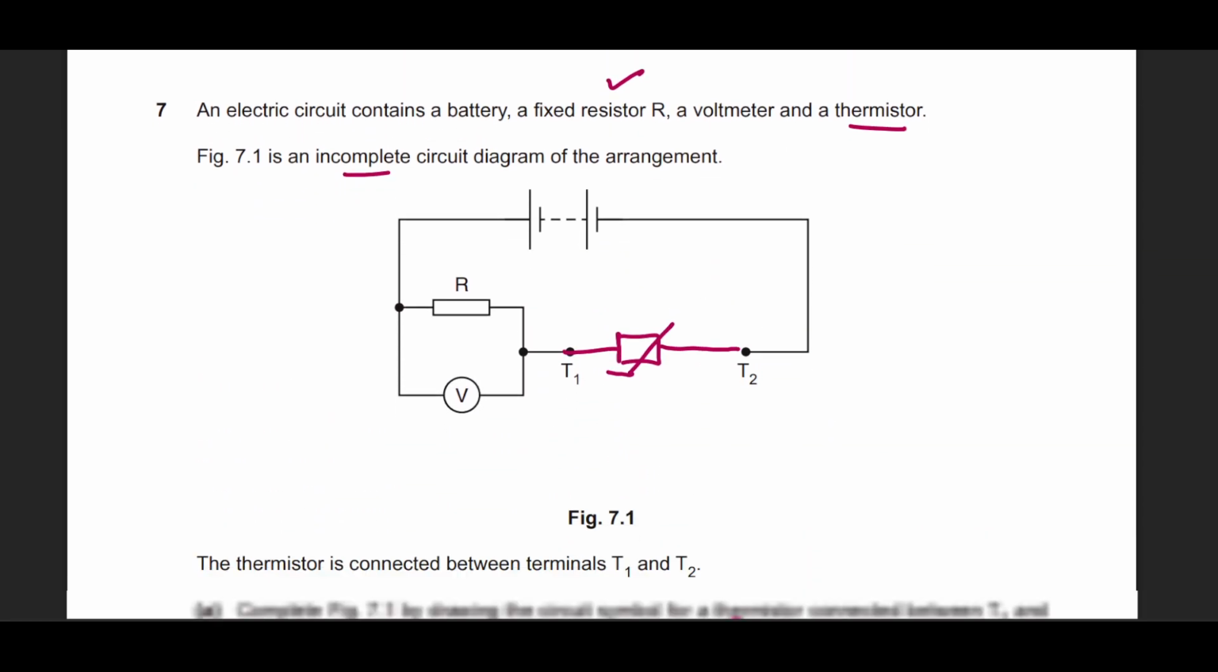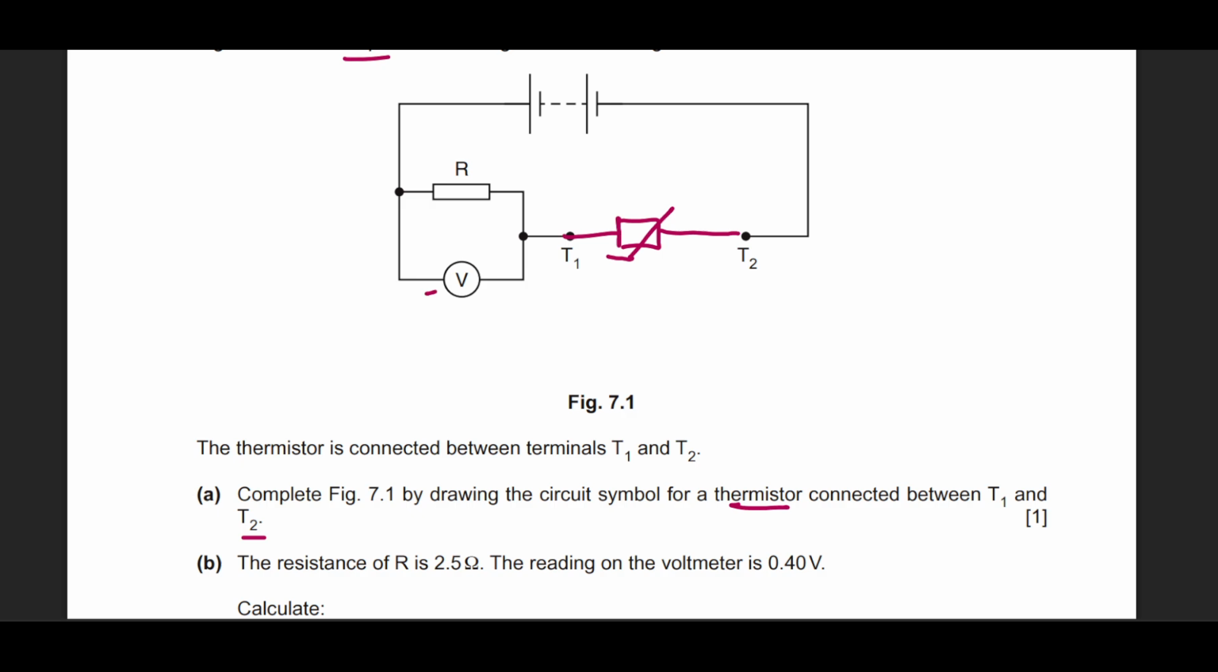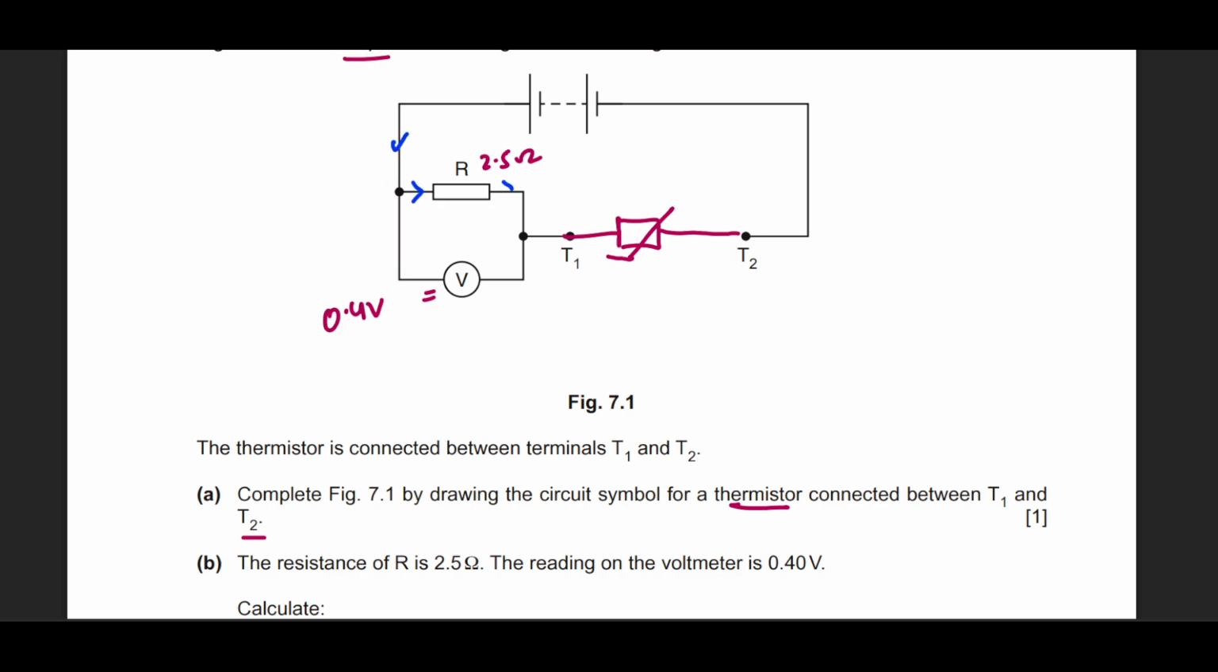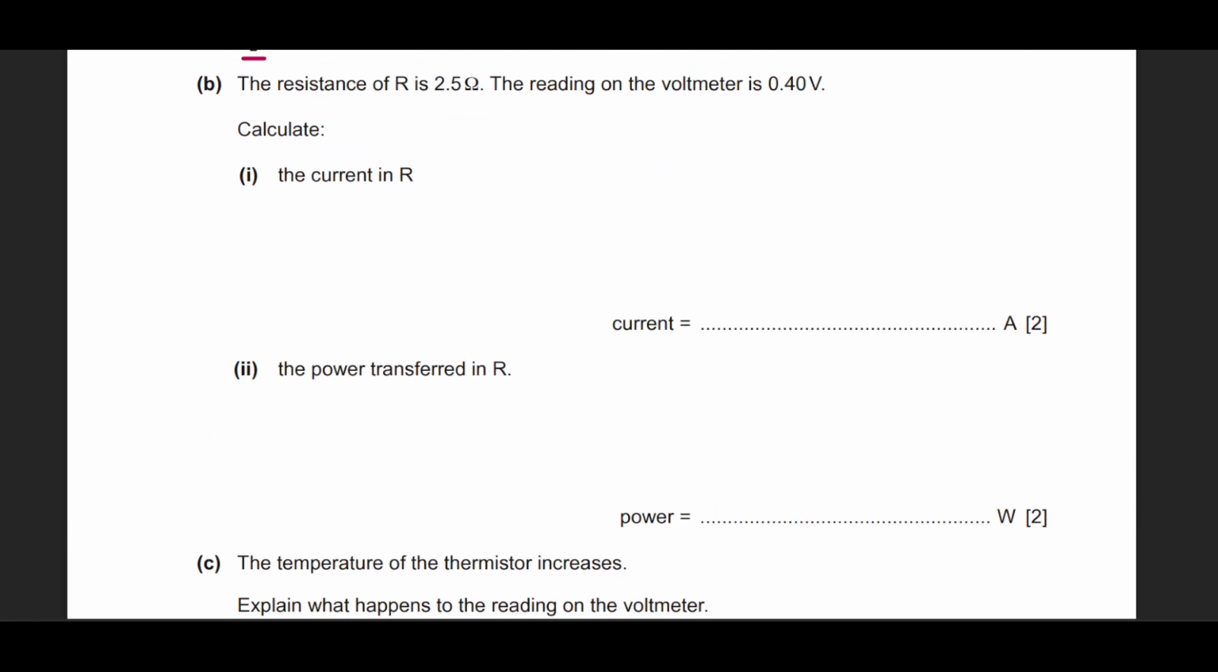Now let's go back to the circuit. He says that the reading of the voltmeter is 0.4 volts, right? And the resistance of this resistor is 2.5 ohms. So how much current is actually passing through? You see, this is connected in series and the same current goes through the thermistor as well. So if I have the values for this resistor, I can very well find the value of current using Ohm's law, which is V equals IR. So 0.4 equals 2.5 times current I. So I is going to be equal to 0.16 amperes, which is going to be written over here.